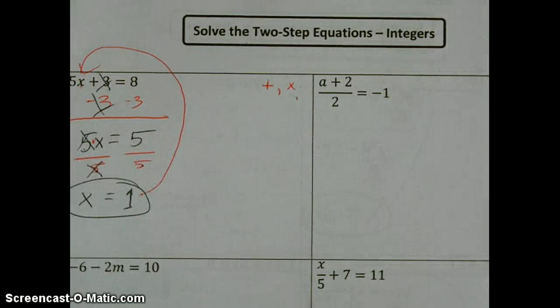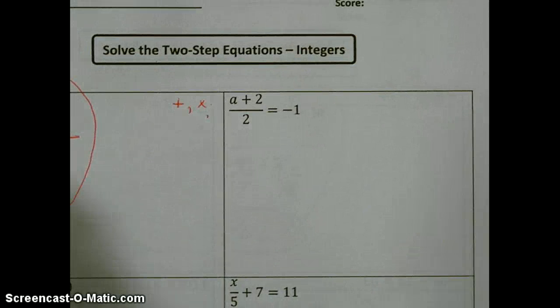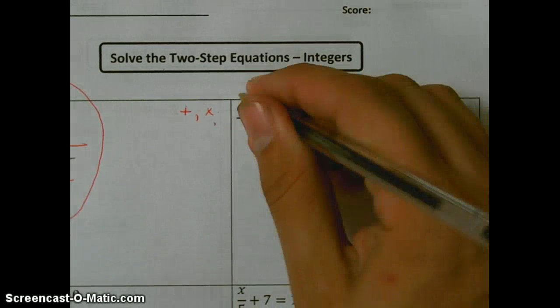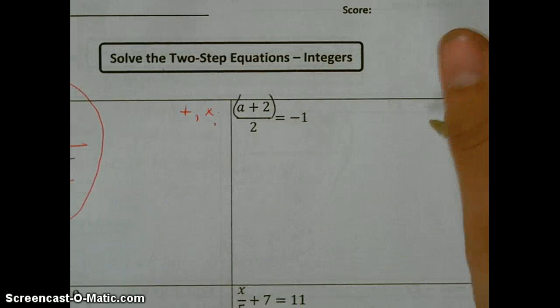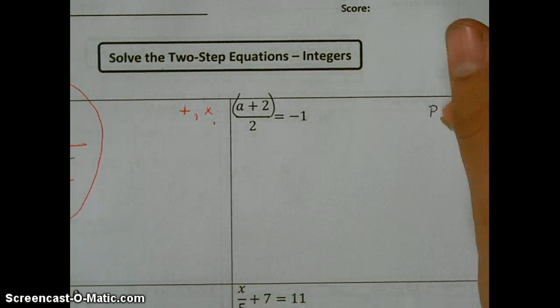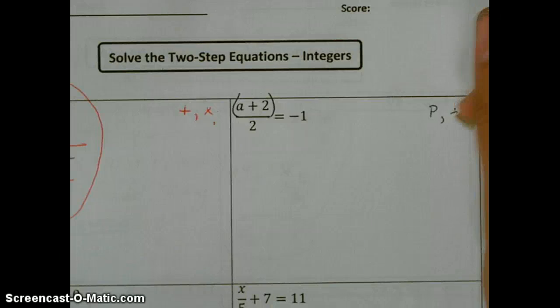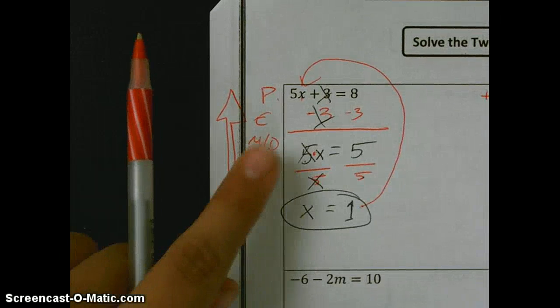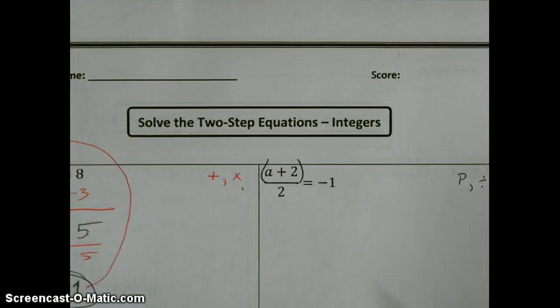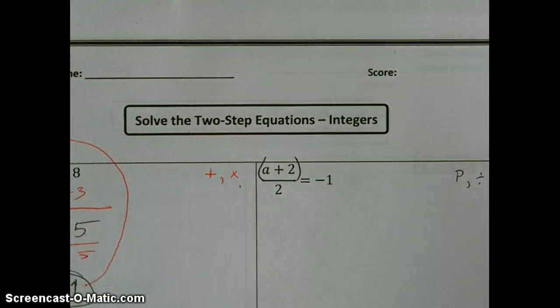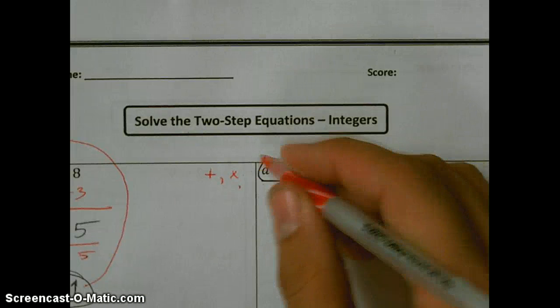Try one of these fraction ones. Now remember, the first thing we want to do with the fraction ones is put the top in parentheses. So really, we don't have any adding. We have p, parentheses, and we have dividing. Now which is going to come first? Well, reverse order of operations, dividing comes first. So we're going to get rid of that division part. So how do we get rid of dividing? We multiply by 2.